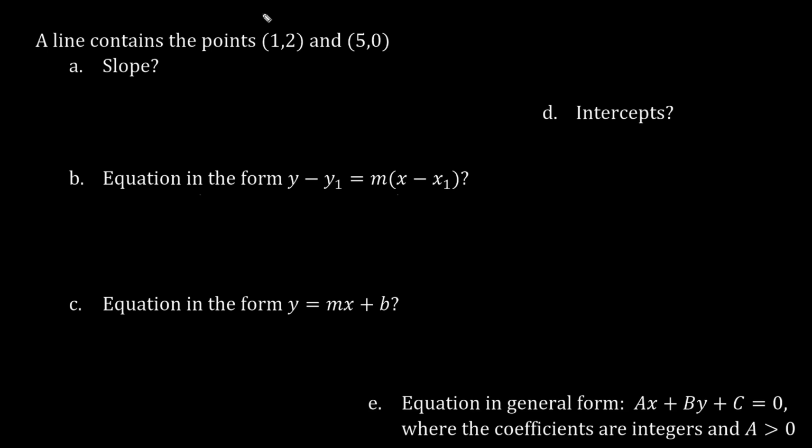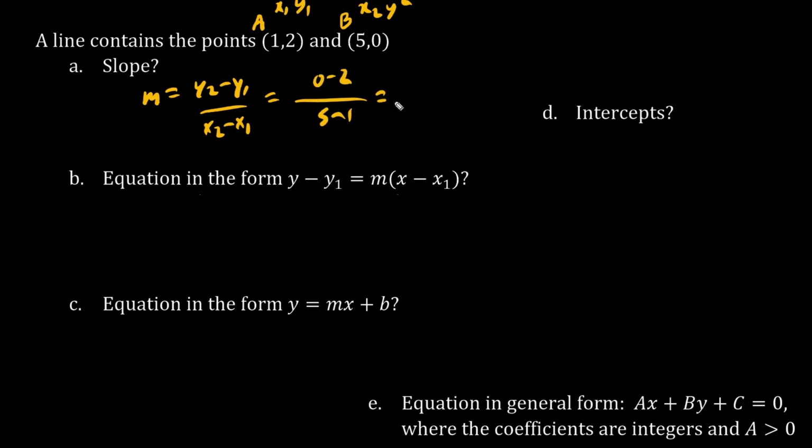A line contains the points 1, 2, we'll call this point A, and 5, 0, we'll call this point B. Let's find the slope. The slope is rise over run, or y2 minus y1 over x2 minus x1. Here we have x1, y1, and here we have x2, y2. So let's subtract 0 minus 2 over 5 minus 1. So we have negative 2 over 4, which simplifies to be negative 1/2.